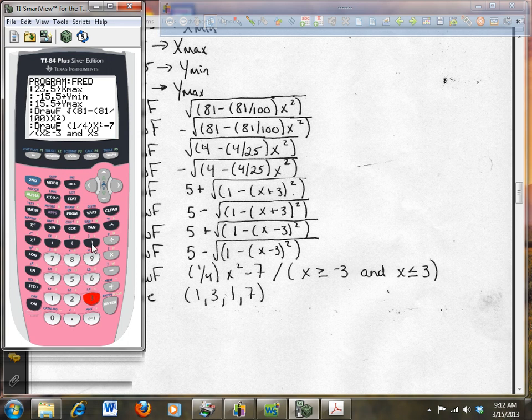Close parentheses. Okay, and then I'm going to go second quit to see if that works. So I should have that parabola restricted from -3 to 3, and I should have the top of Fred's head, right? So if I hit Fred and I run him, there's the top half, and there's that whole parabola restricted, okay?